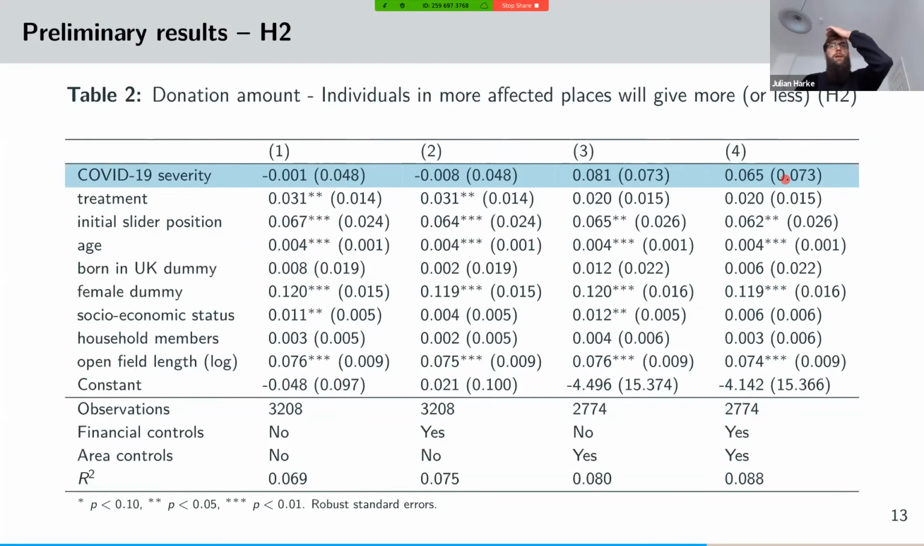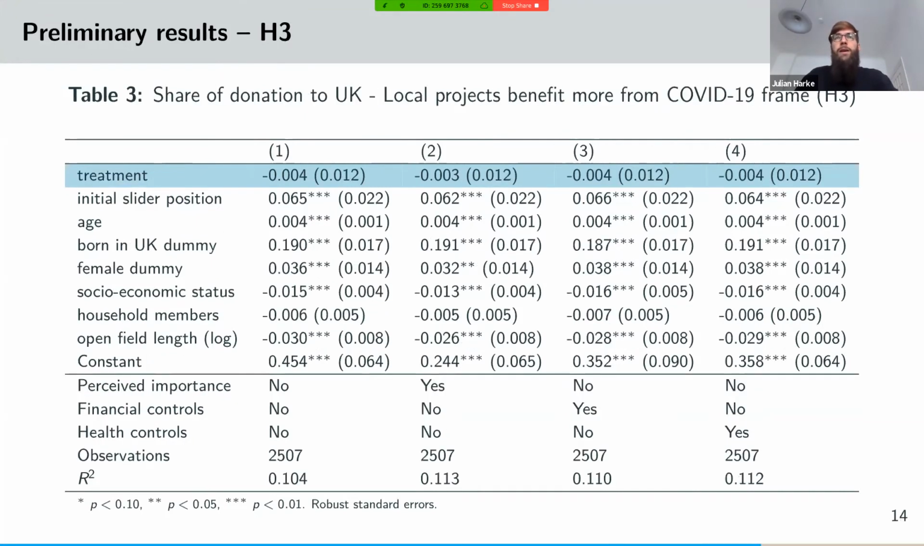So again, for hypothesis 2, our dependent variable is the donation amount, but as you can see in the first line, we don't find any evidence that supports our hypothesis 2. So individuals from more affected areas, we cannot show that they will give more. For hypothesis 3, we have the dependent variable of the share of donation to the local project. But neither here can we show that; we don't have any evidence for our hypothesis.